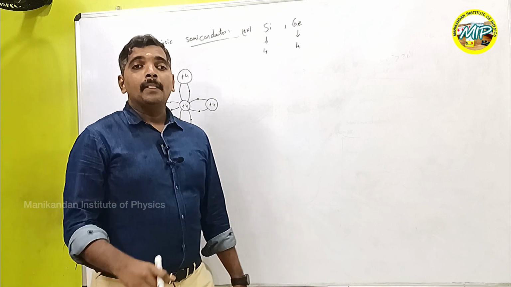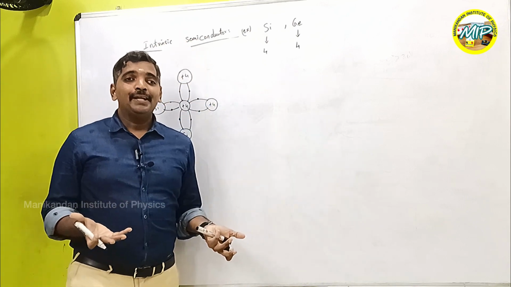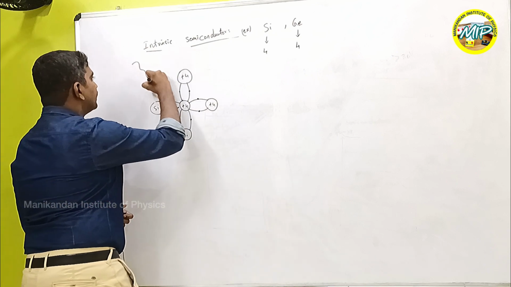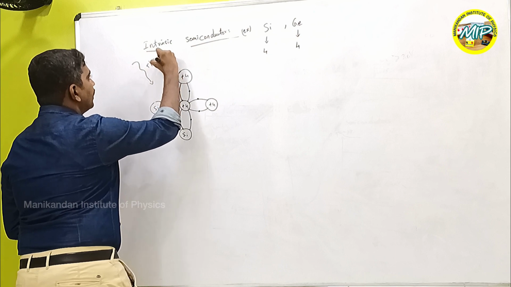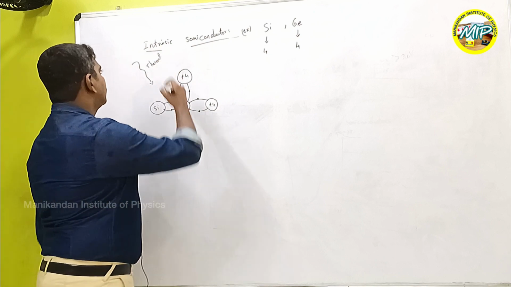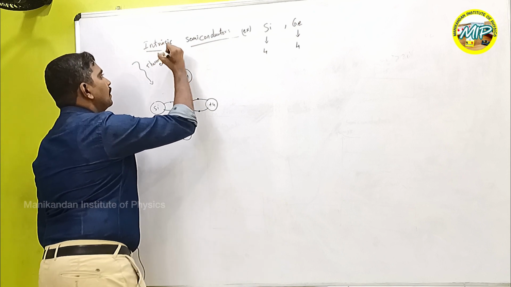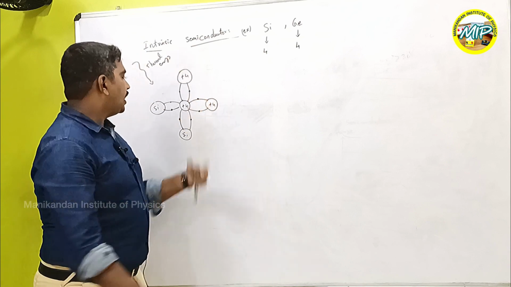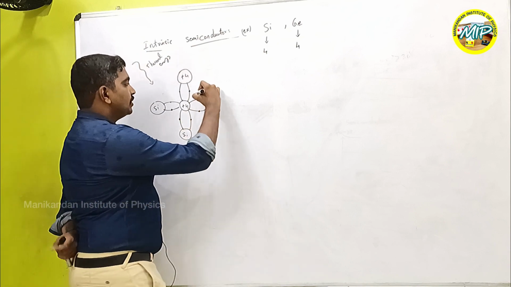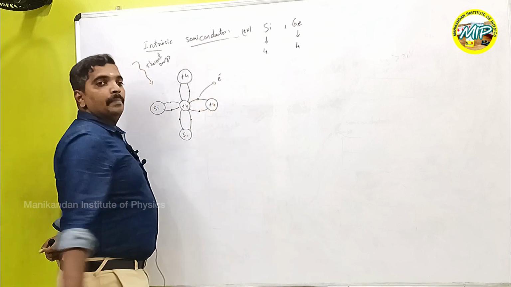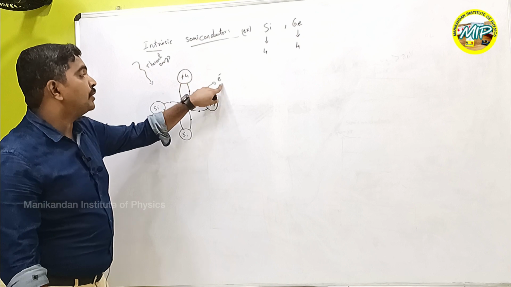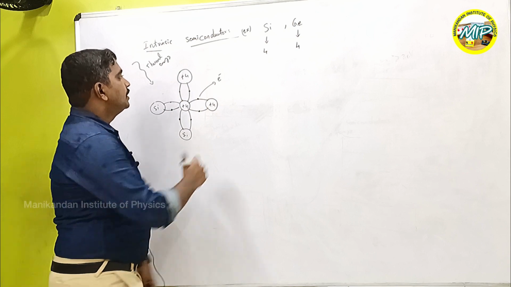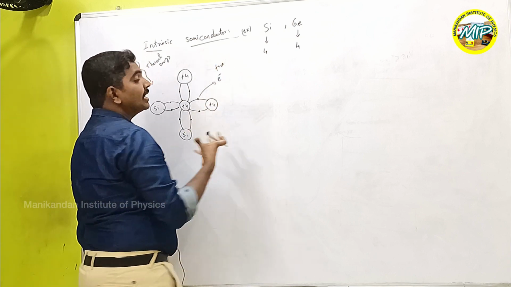Initially there are no free electrons. That is why we give some amount of energy to the system, which is thermal energy. I'm going to heat it. The electrons in the valence band gain some energy from the thermal energy and become free electrons. These are thermally generated electrons, moving from here to here.